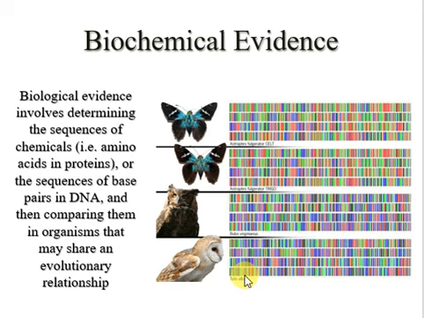The whole notion behind using nucleotide sequences is that the more closely related organisms are, the more similar their biochemical makeup will be. So if two organisms are very closely related, they would have fewer amino acid or nucleotide substitutions in their sequences. Their biochemical makeup would be very similar to one another.